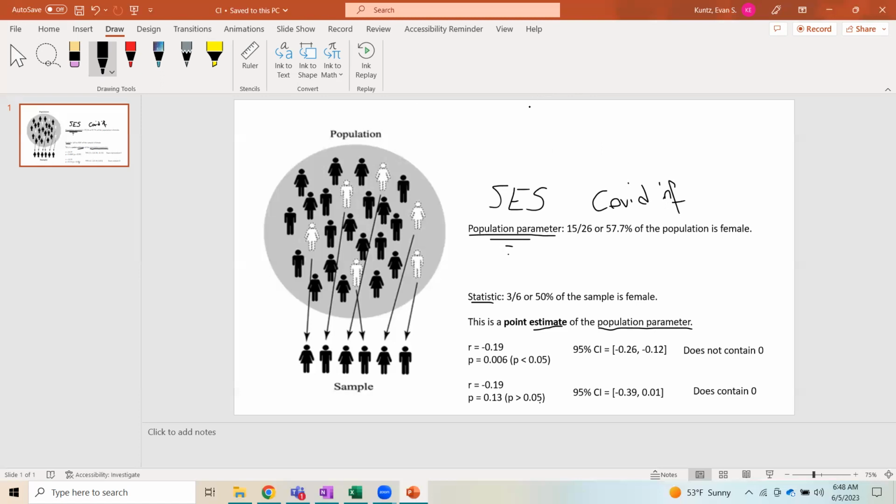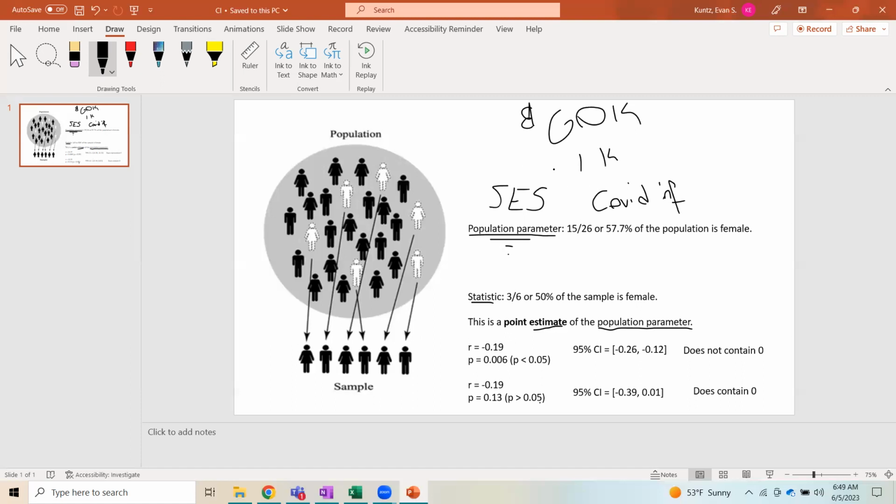And so at OSU, let's say there's roughly 60,000 students. So it's just a rough estimate, right? And obviously, it's impossible to survey every single student at OSU. So we're going to take a sample from this population of 1,000 students, and we're going to ask them what their SES is, their socioeconomic status, or maybe their parents' socioeconomic status. And we're going to ask them about their history with COVID.